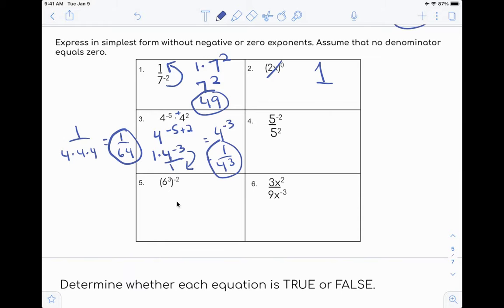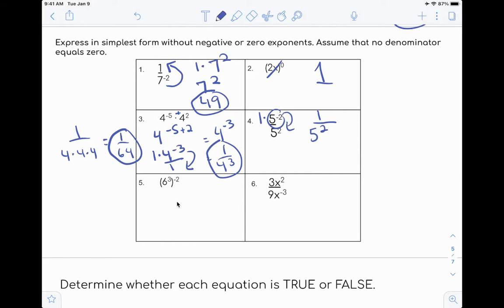On example number 4, we have 5 to the negative 2 power divided by 5 squared. So again, we can use this idea that multiplying by 1 does not change the product. So in the numerator, I have 1 times 5 to the negative 2 power. So I'm going to change position and bring this down, and I have 5 to the positive 2 power.